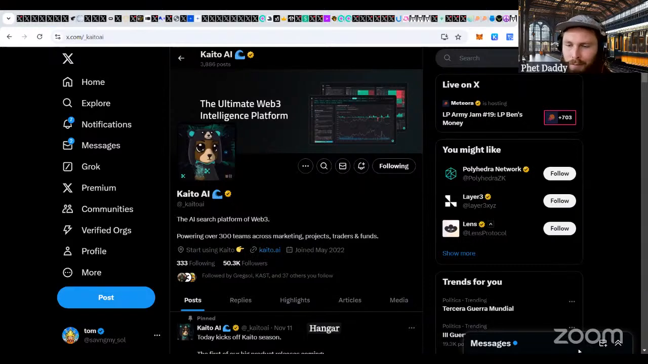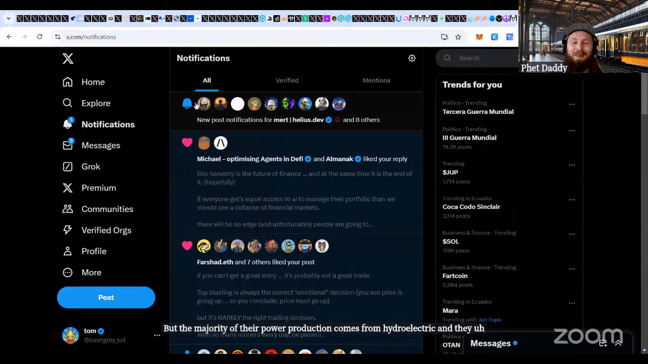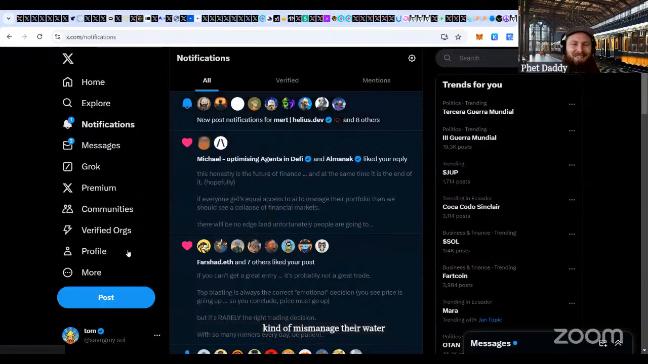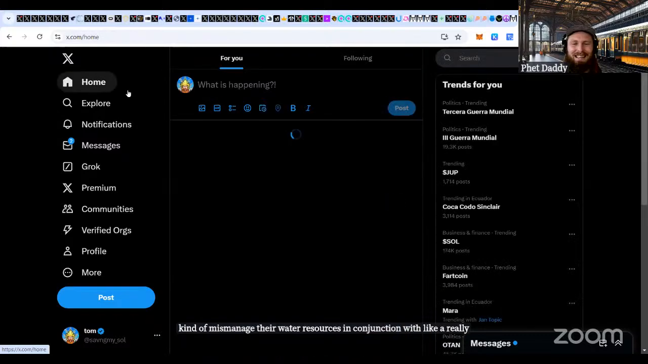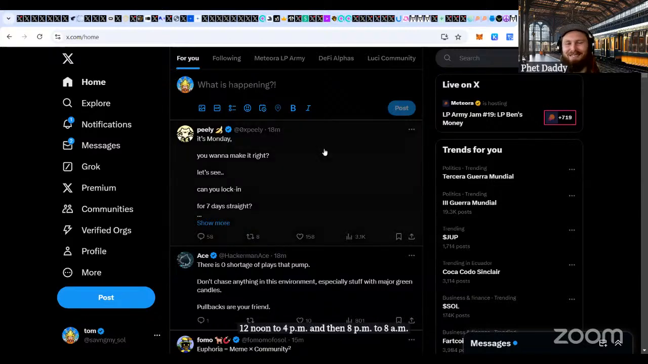Hang on, what do you want to do for another 45 minutes? I'm in Ecuador right now, and they have power cuts going on because they ran out of water in their reservoirs. It's unfortunate because it's really disrupting their economy. The majority of their power production comes from hydroelectric, and they mismanaged their water resources in conjunction with a really serious drought that's hit them in the last year. So we get power from 12 noon to 4 p.m. and then 8 p.m. to 8 a.m. I'm just running on battery right now.